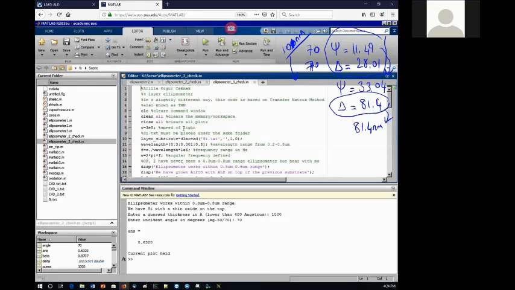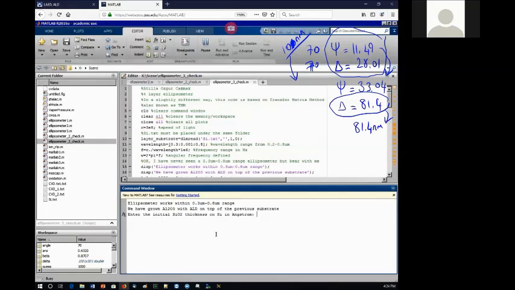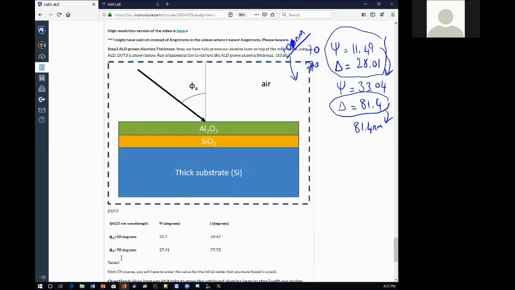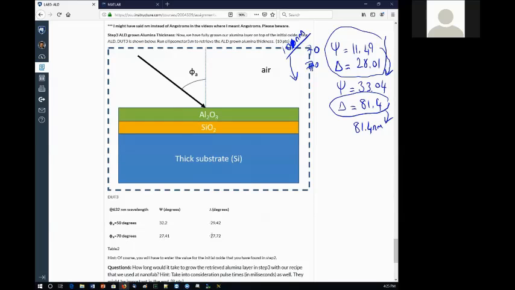Let's run it with the feature code again. So this time, as it's saying, enter the initial silicon dioxide thickness. I will enter my initial 814, and then I will guess something, but it doesn't matter. It's just going to find it out. And 70 degrees is the incident angle. It's going to run one last time, and then we're going to try to find out the thickness. I think it was like 910 something or so.